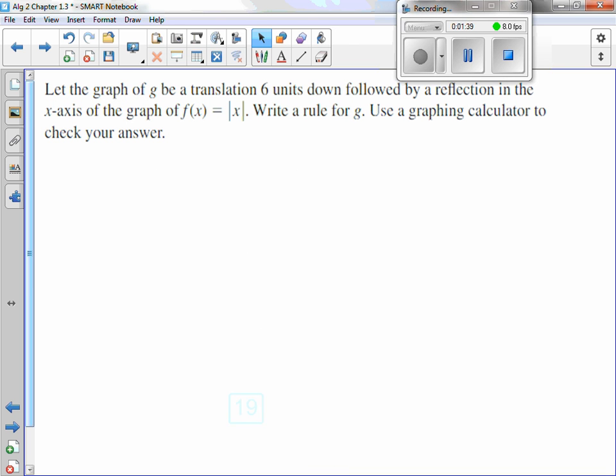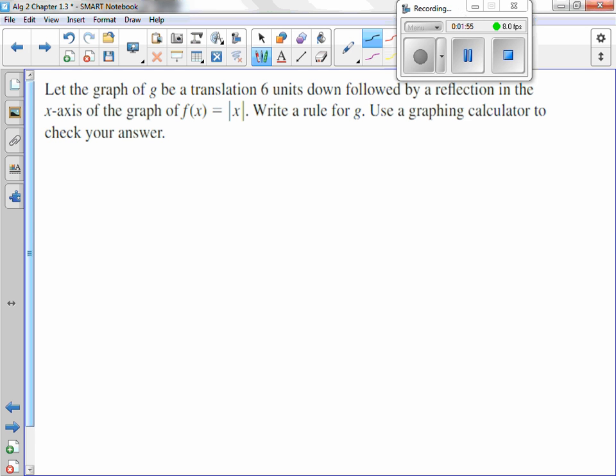Okay, let's look at another one here. Let the graph G be a translation 6 units down, followed by a reflection in the x-axis of the graph f of x equals the absolute value of x. Write a rule for G, and we're not going to use the graphing calculator to check our answer. We're just going to write the rule.